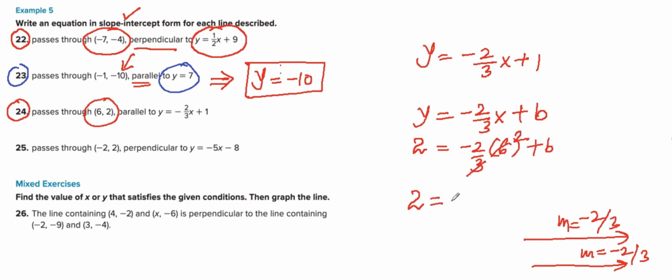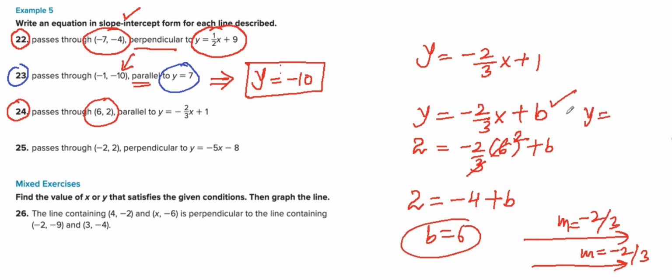So 2 multiplied by minus 2 is minus 4, plus b, plus 4 on both sides, so b is equal to 6. Substitute the value of b here. So what is your answer? y is equal to minus 2 over 3 x plus 6. So this is the equation of the parallel line. The slope is the same because they are parallel. That's why I've taken the slope the same.